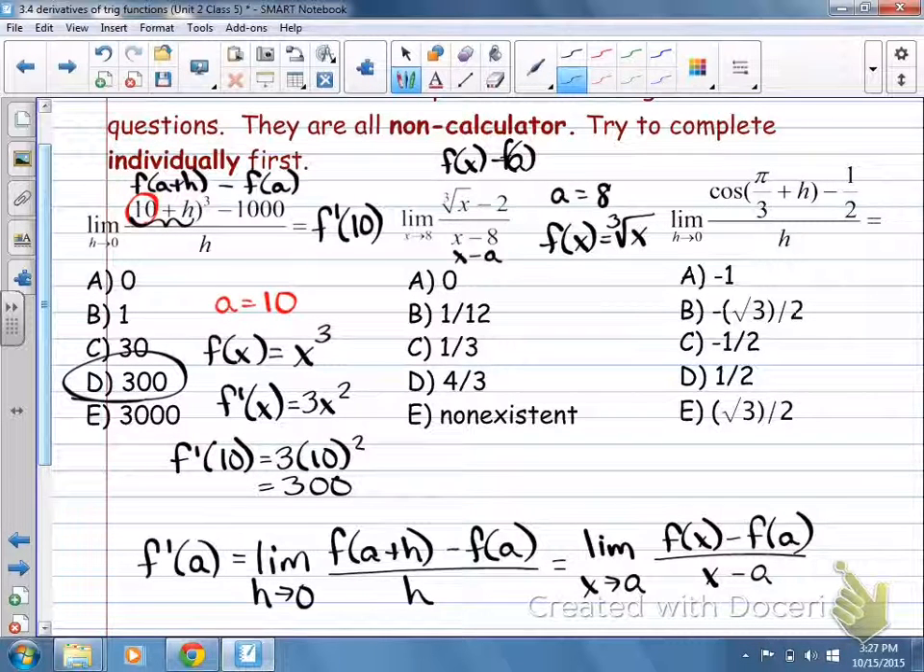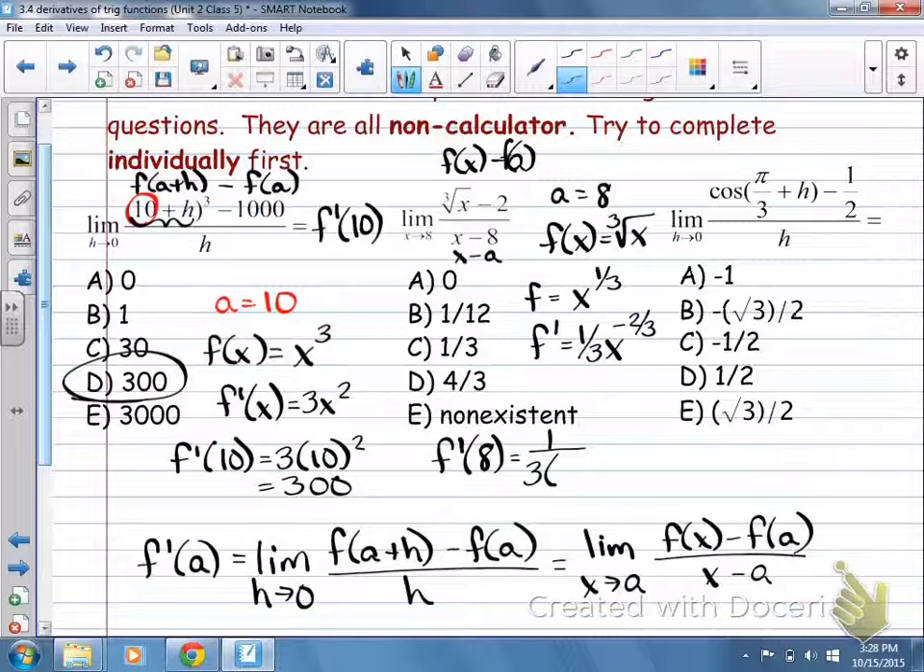Now for us to be able to use the power rule, I'm going to change it into x to the 1/3. So f prime is going to be 1/3 x to the negative 2/3. I'm going to plug in 8. F prime of 8 is 1 over 3, 8 to the 2/3. So I'm just popping that down onto the bottom because it's easier for me to see what I have to do. Now 8 to the 2/3 means take the third root, which is 2, and then square it, which is 4. So I get 1 over 3 times 4, which is 1/12, which is b.